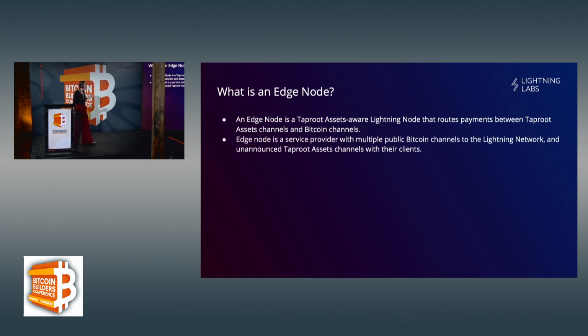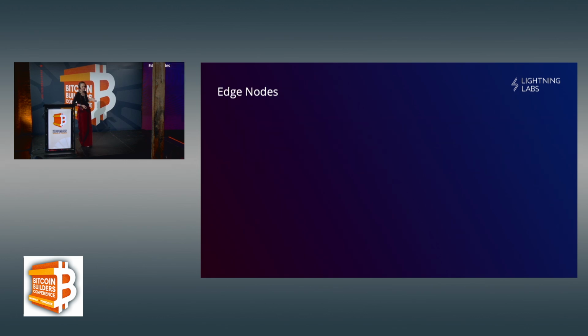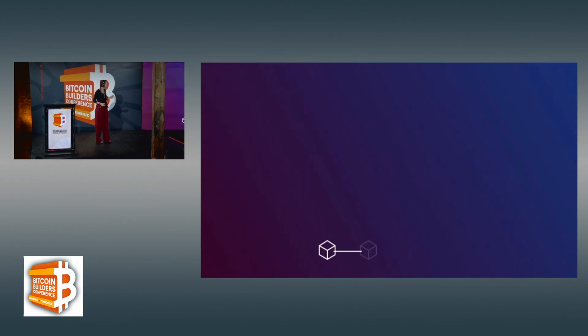All right, an edge node is a service provider with multiple public Bitcoin channels to the Lightning network and unannounced Taproot asset channels with their clients. All right. What makes an edge node different to an ordinary routing node or Lightning service provider is the ability to route payments in different denominations on the Lightning network. All right, so first let's look at this next video, which will show in just a second. Here we go, we'll watch it now.